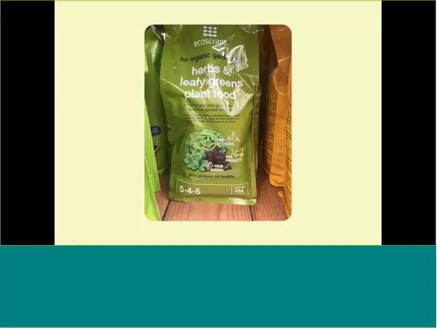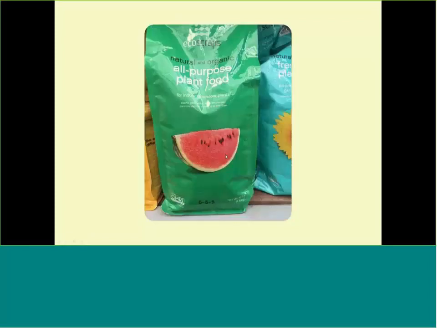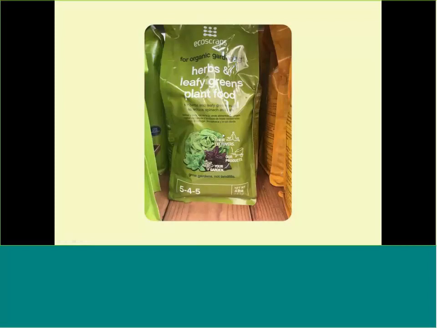Herb and leafy green plant food, organic, 545. Well, how is that different from 555, and this one is for fruits? I don't know. You explain to me, because I don't understand how 555 is good for fruits and 545 is good for your leaves, your leafy green vegetables like lettuce, spinach, kale, cilantro, parsley, things like that.